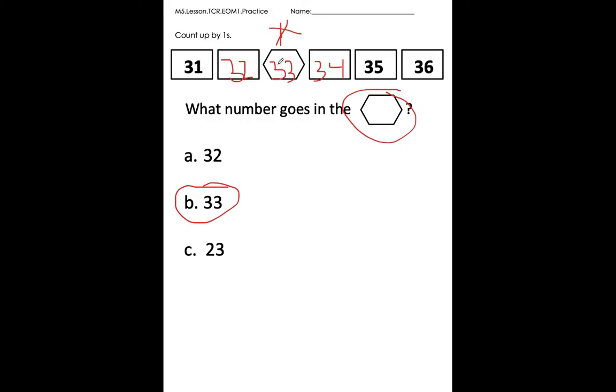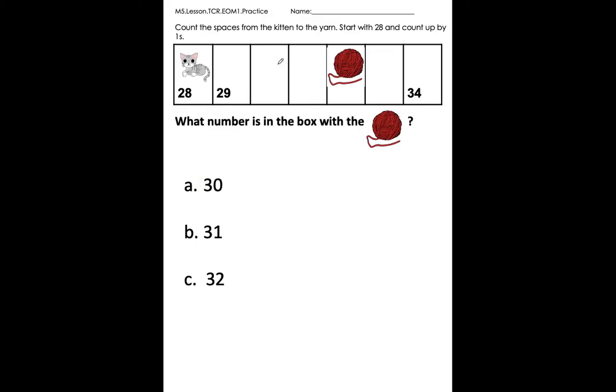Well, let's get a little bit more practice, okay? All right, so same thing here. We're going to count on. So this little kitten, he's at number 28, and we need to count on by ones to end at number 34, all right? So you guys push pause, you write the numbers. You can just write the numbers on your paper. You don't have to put them in any special box. Just write the numbers on your paper, okay?